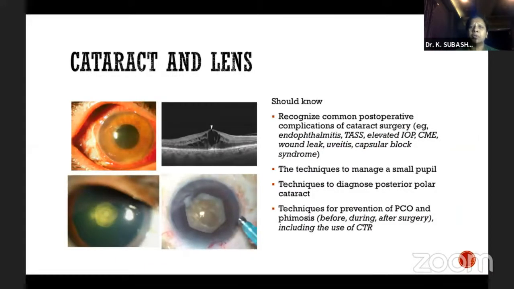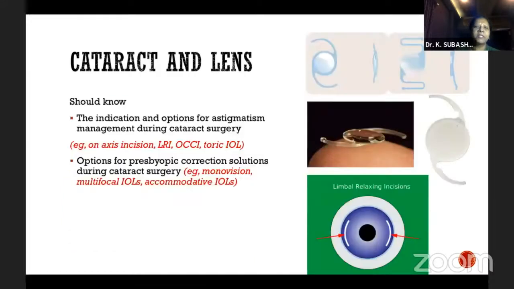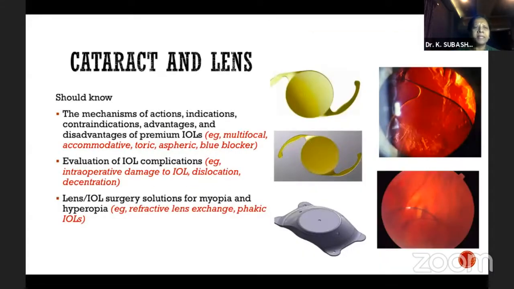And in addition, should be able to recognize common postoperative complications of cataract surgery, the techniques to manage a small pupil, techniques to diagnose posterior polar cataract, and techniques for prevention of PCO and phimosis, including the use of CTR. Besides this, the trainee should note the indications and options for astigmatism management during cataract surgery, like on-axis incision, LRI, opposite clear corneal incision, toric IOL, and options for presbyopic correction during cataract surgery, like monovision, multifocal IOLs, and accommodative IOLs.